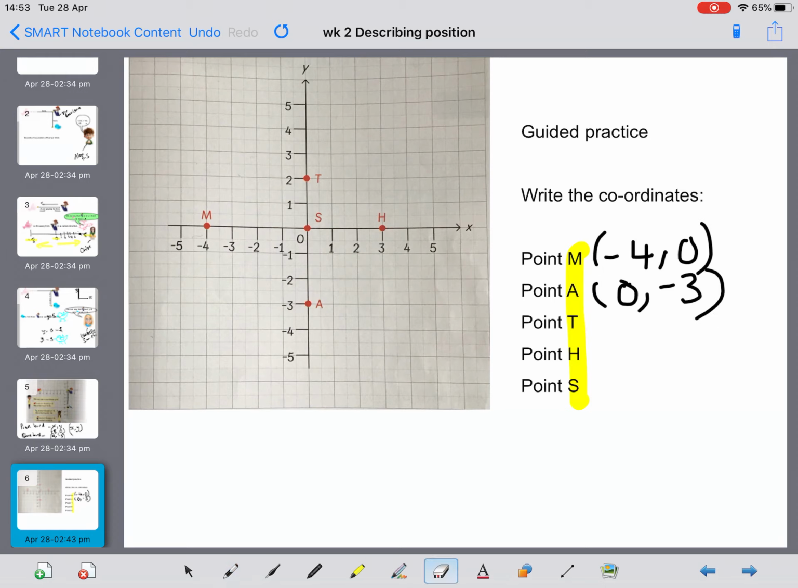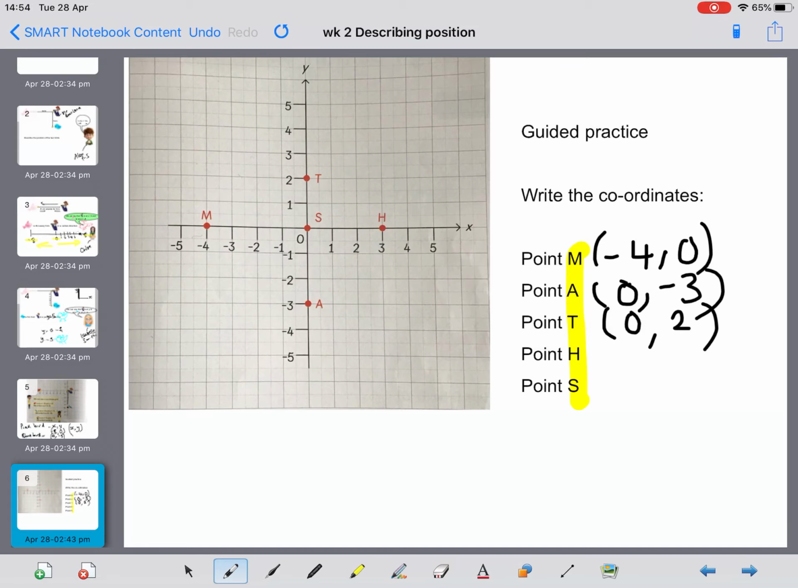Okay, let's look at T, which is here. Now, again, is it anywhere across? Is it at 1 or -1? It's not, is it? It's right on the line. So for your x coordinate, you're going to have 0. And your y coordinate is how high or low it is. And so hopefully you can see that that's on 2.